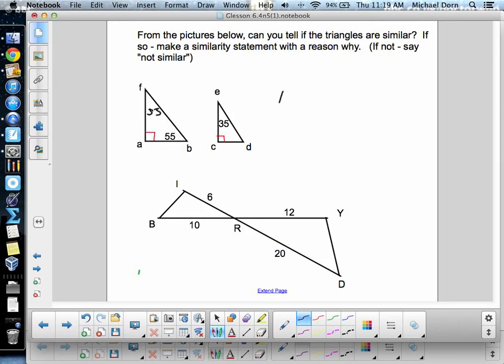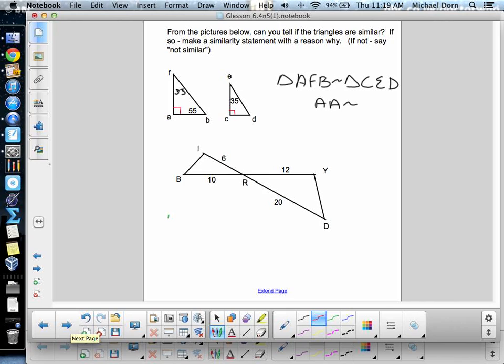So triangle, and we name it, we go AFB is similar to triangle. A corresponds to C, F corresponds to E, and D. By angle similarity. That's my reason why.